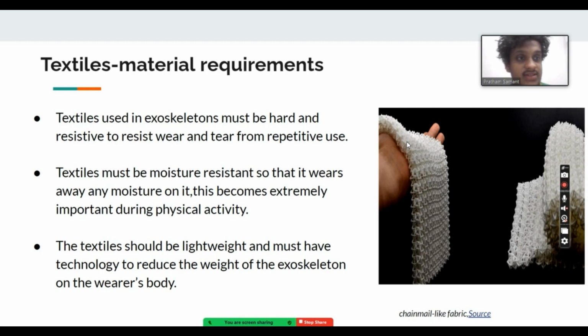A recent technology that is studying this is this chainmail-like structure that is made from various textiles. It will be used in future military uses.